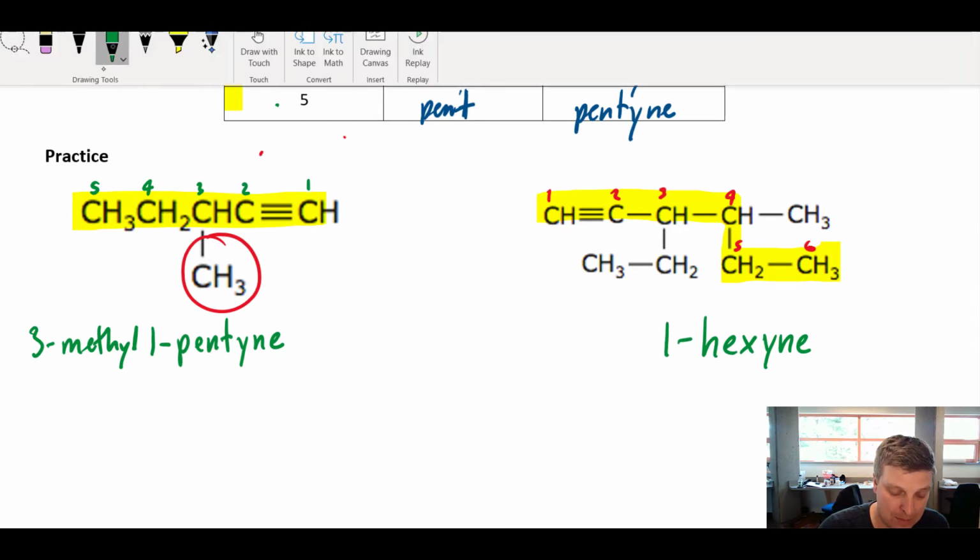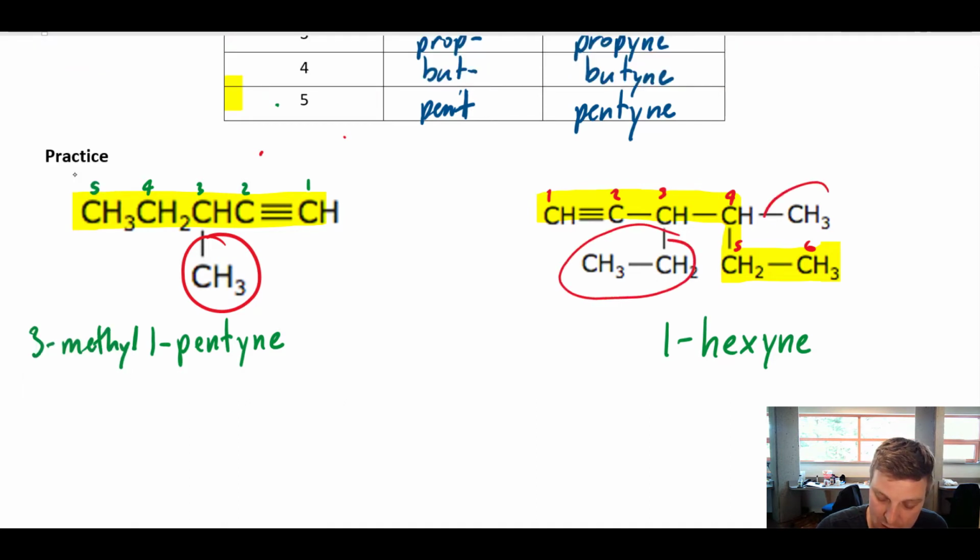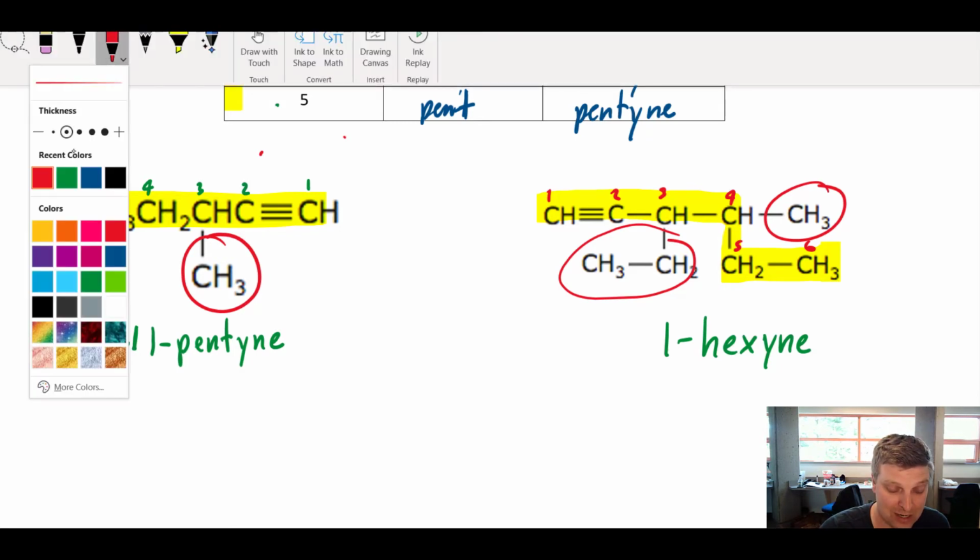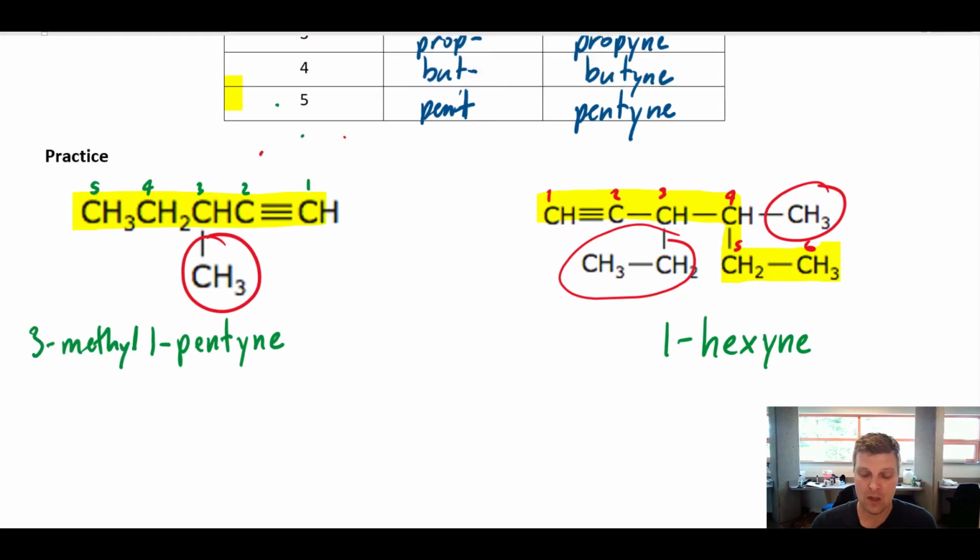Now I need to name my branches. So I've got 2 branches to deal with. I've got an ethyl group on the number 3 carbon, and I've got a methyl group on the number 4 carbon. And for some reason, the rule is we're going to name those alphabetically. Go figure. So the first one, the ethyl, comes before methyl, basically. So this would be 3-ethyl-4-methyl-1-hexyne. And that's my alkyne. Okay? So that is it for alkenes and alkynes.